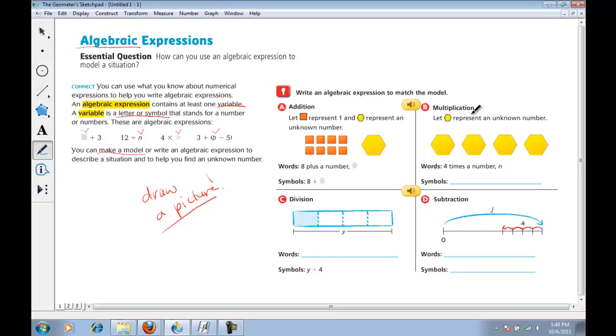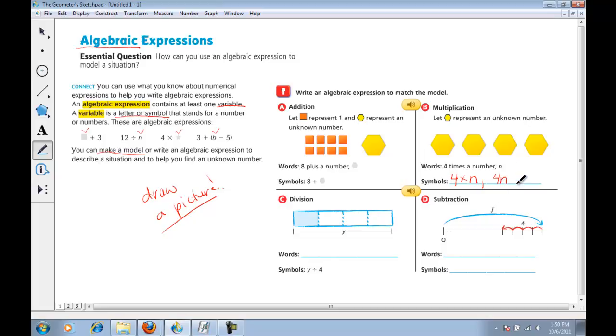Now let's look at this multiplication one. It says let a yellow hexagon represent an unknown number. And I see here 1, 2, 3, 4 yellow hexagons. Well, to write this in words, I would say 4 times a number n. In symbols, how would we write this? There's several ways actually that we could write this. The most basic way that you probably know is this way, 4 times n. But are you ready to learn some algebra and learn how big kids will write 4 times n? One way that they'll write it is 4n, because this means the same thing as having 4 n's. If there's no symbol in between a number and a variable, that means you're going to multiply.